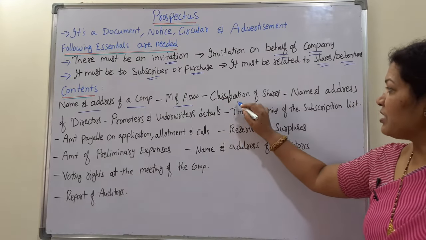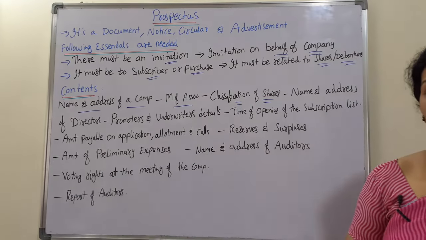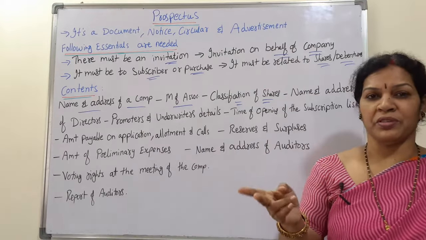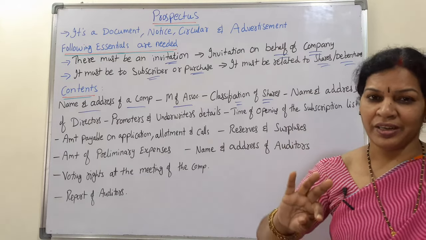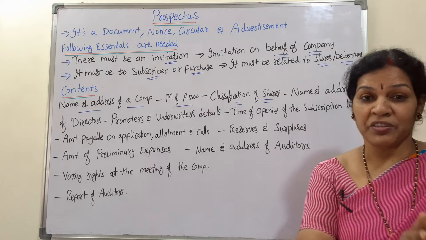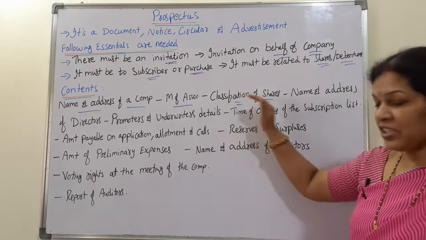The Memorandum of Association, an important document, is also placed in the prospectus. And also the classification of shares. Classification of shares means how many shares there are. You know there are different types: preference shares, equity shares, and also debentures. How many preference shares are being issued, and how many equity shares are being issued, like that classification.